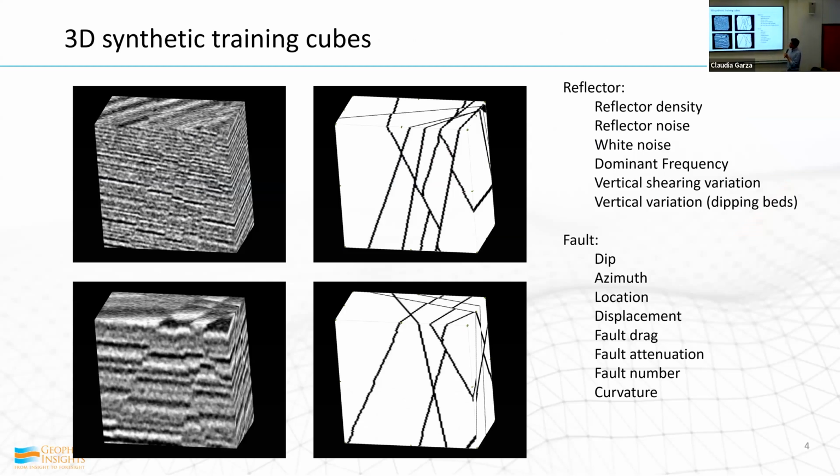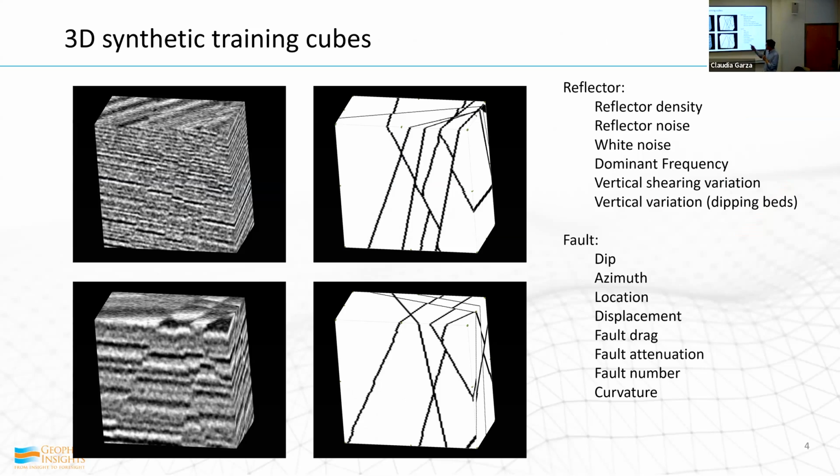So let's quickly see some training cubes. Since we are using a convolutional neural network, which is supervised machine learning, or what we call deep learning, we need some training data to train this AI and make it sensitive only to faults, because we are doing fault detection. So this is the training data we generated.